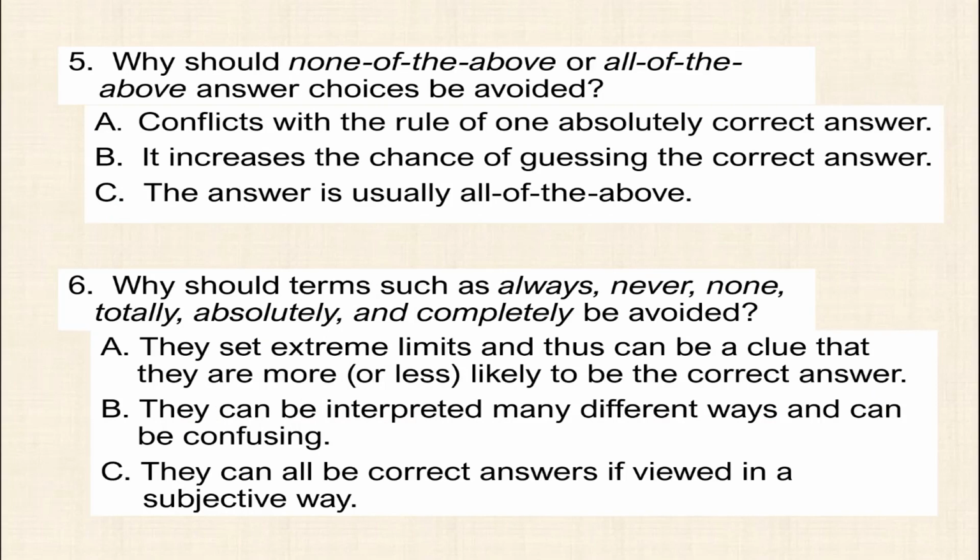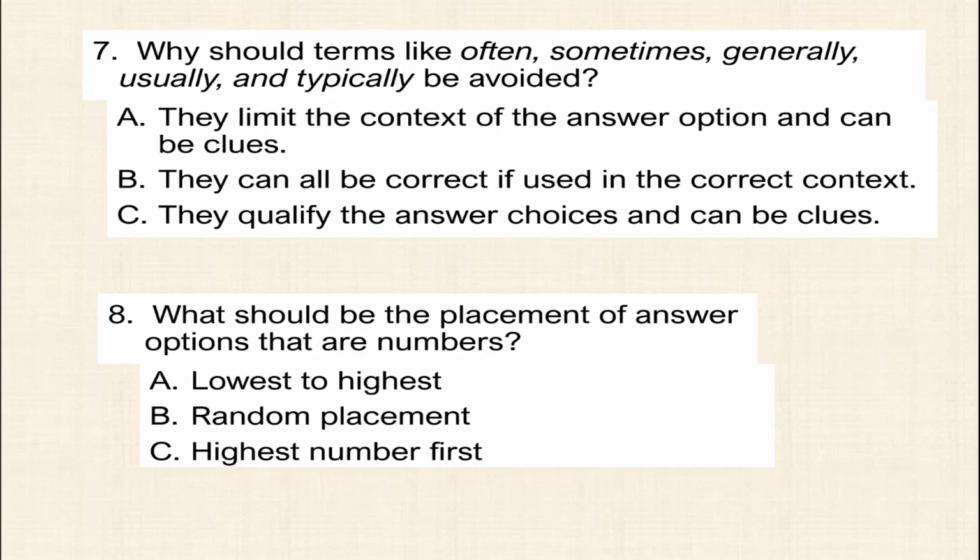Number 5, getting a little more in depth here now. So this is cognitively a little more demanding. The answer is it conflicts with the rule of 1 absolutely correct answer. Number 6. Okay, it's A. And again, this was a little more cognitively demanding. They set extreme limits and thus can be a clue. Number 7. Okay, it'd be A. They limit the context of the answer options and can be clues.